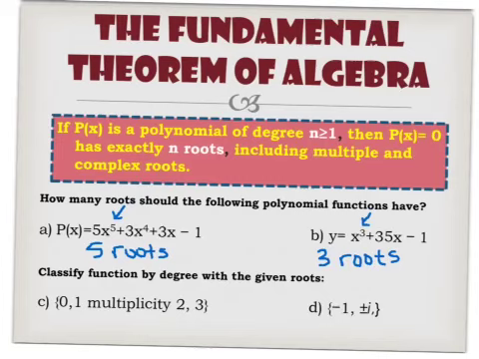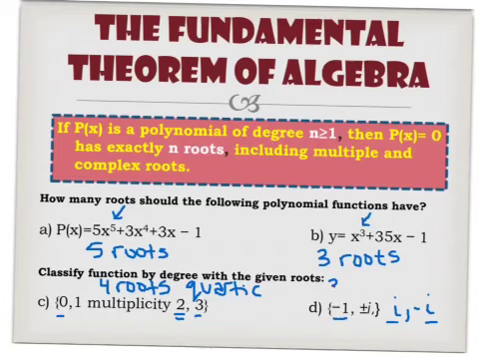Now, given the roots, you can also figure out the degree of the function. So, in this example, you can see we have 0, 1 multiplicity 2, and 3. So 0 is 1 root, 1 multiplicity 2 actually counts as 2, and then 3. So we're going to have 4 roots, which means this is a quartic function. And then in this final example, we have negative 1 and then plus or minus i. Now remember, plus or minus i means i and negative i. So it's actually 3 separate roots, and this is a cubic function.